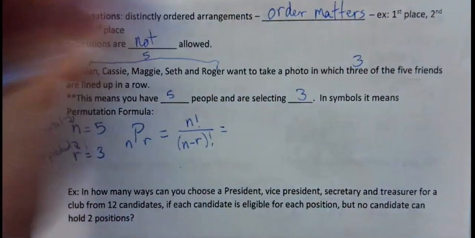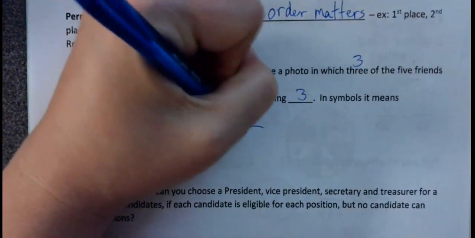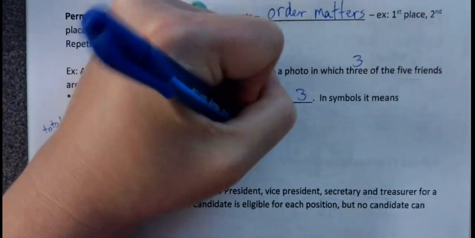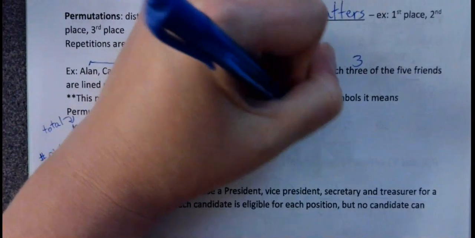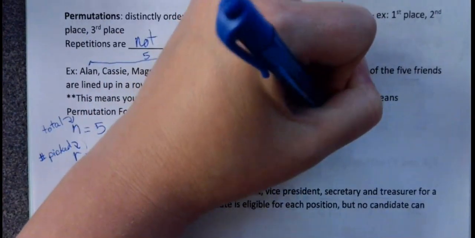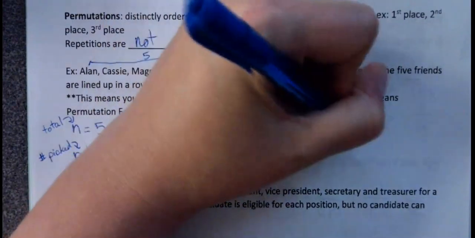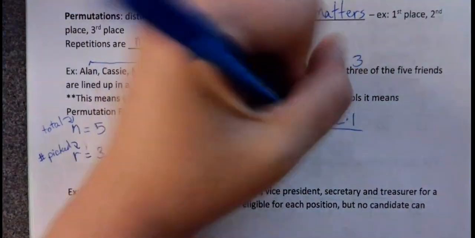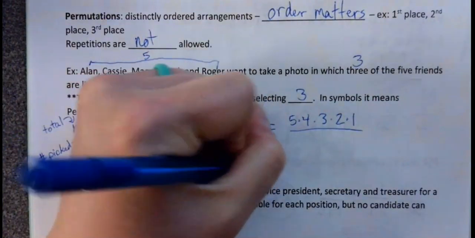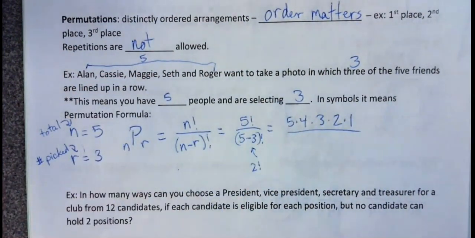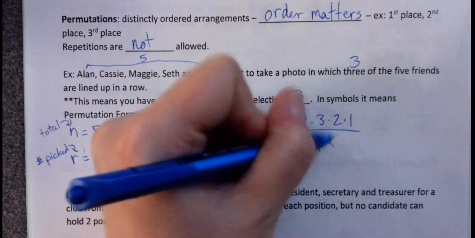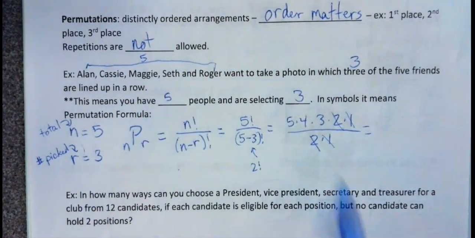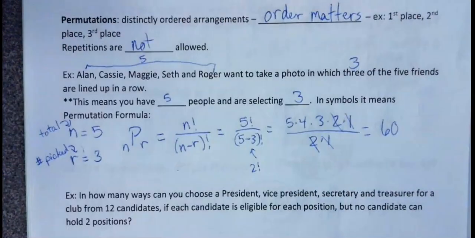All right, so what that looks like is 5 factorial over (5 minus 3) factorial. If I make that longer, it's 5 times 4 times 3 times 2 times 1, and then down here, 5 minus 3 is 2, so that would be 2 factorial, because it's in parentheses, so you have to subtract first. 2 times 1. What is actually happening is these 2's and 1's are crossing out, and it's really just 5 times 4 times 3. So 60.